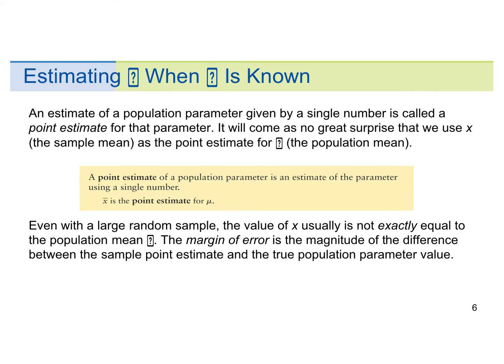So the first thing you need to know, when we're estimating mu when sigma is given, well, we obviously don't have mu. That's what we're trying to find. Our point estimate that we're going to use is x bar. Remember, x bar is our sample mean. So we're going to use our sample mean to find our population mean.